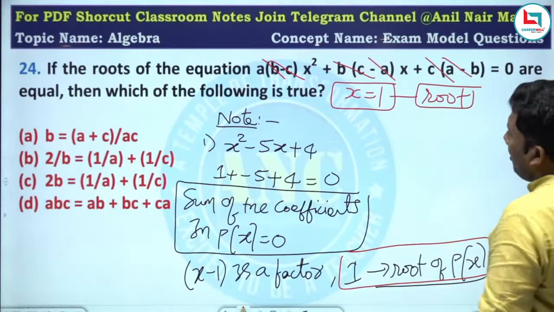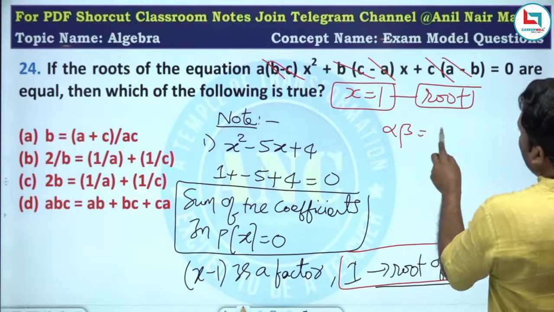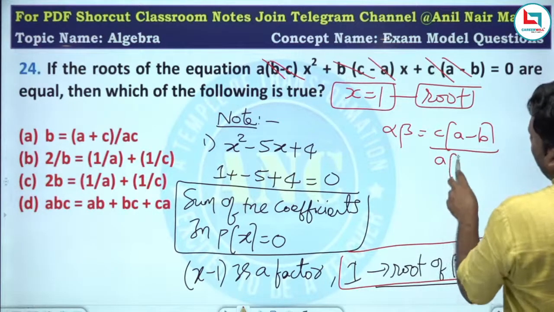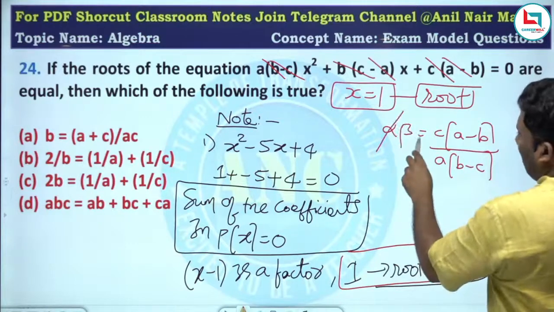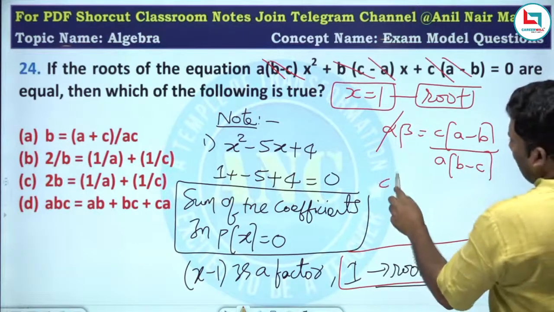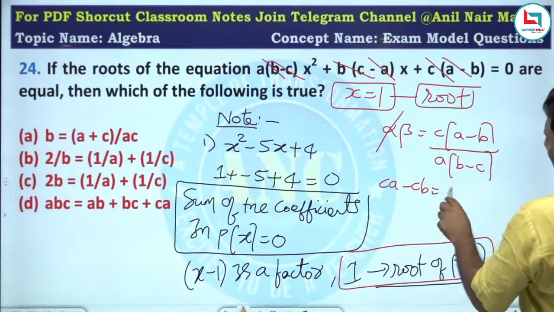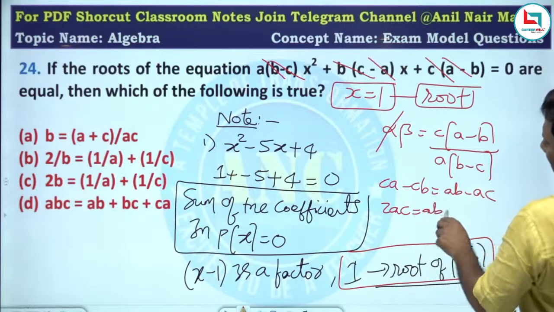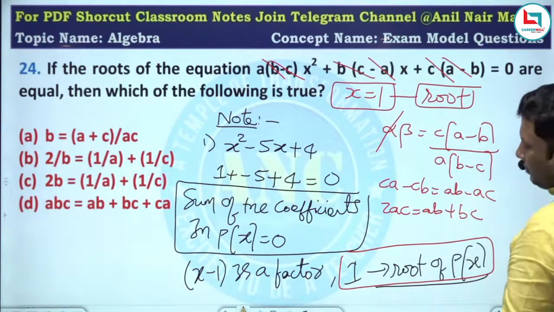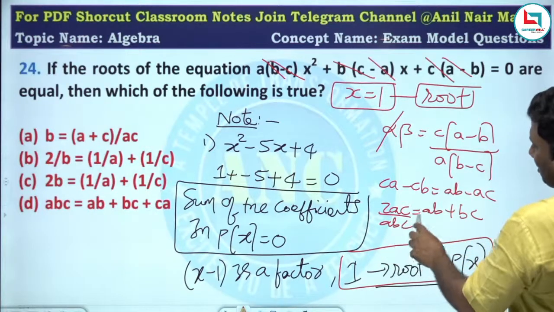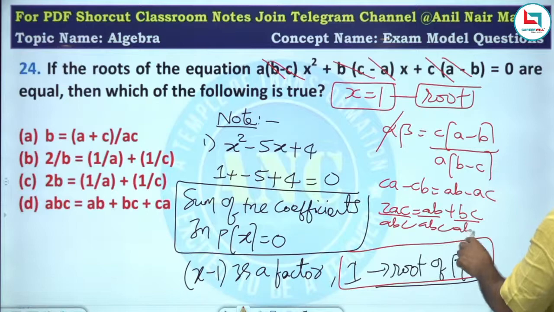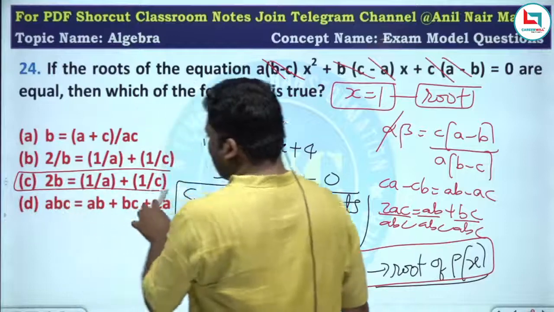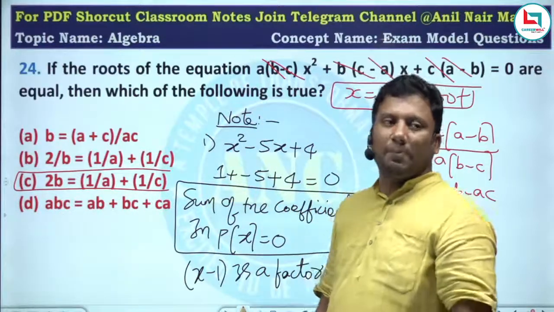Next one. What is the product of the roots? Product of the roots is given by C by A, C is a constant, divided by A into B minus C. 1 is 1. So another root will become CA minus CB equivalent to AB minus AC. 2AC equivalent to AB plus BC. So if I divide by ABC on left hand side and right hand side, 2 by B equivalent to 1 by A plus 1 by C.